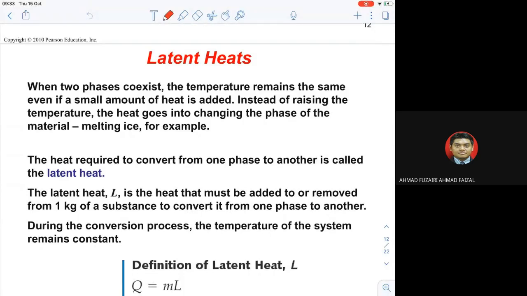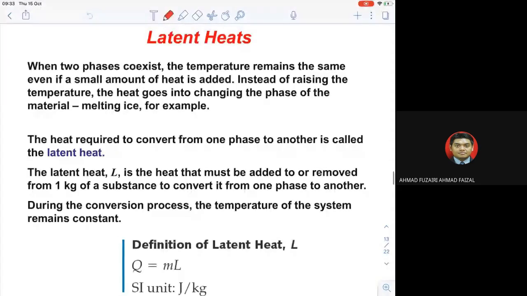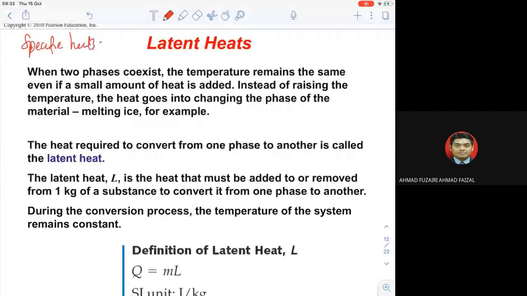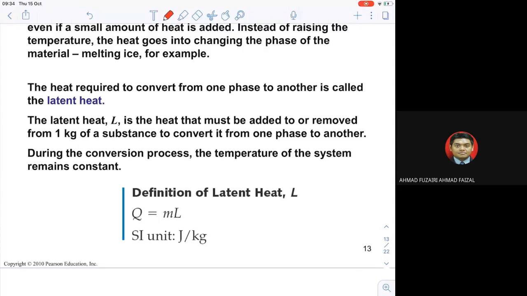When two phases coexist, the temperature remains the same, even if a small amount of heat is added. In specific heat, you must have a difference in temperature. But for latent heat, delta T, no. Tak perlu delta T. Why? Because it's just a phase change. So what is latent heat? The amount of energy required to convert from one phase to another phase.